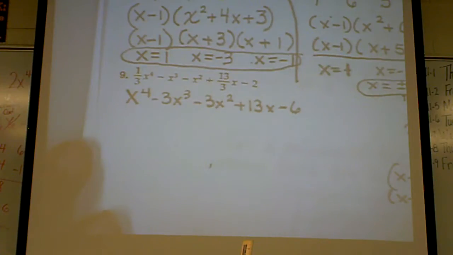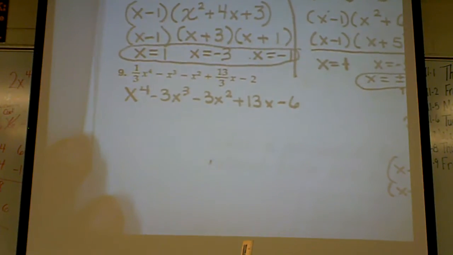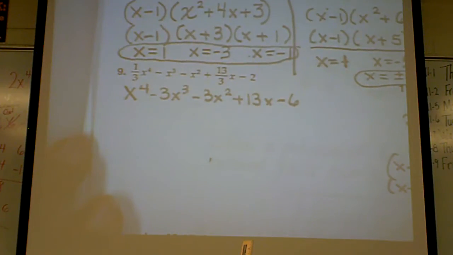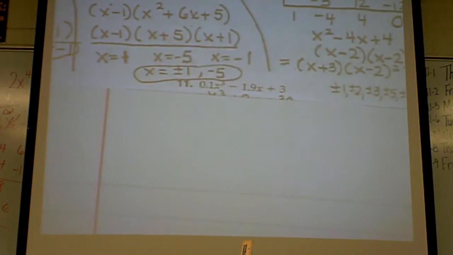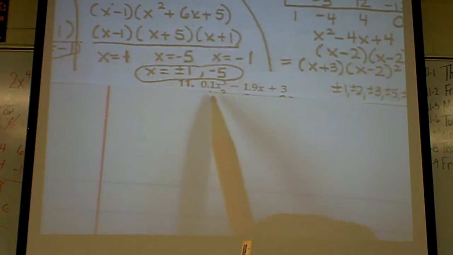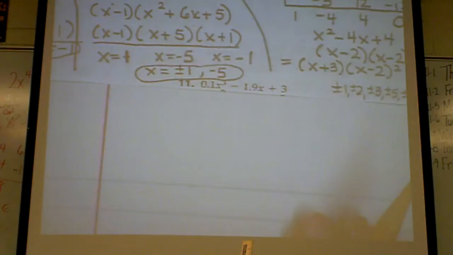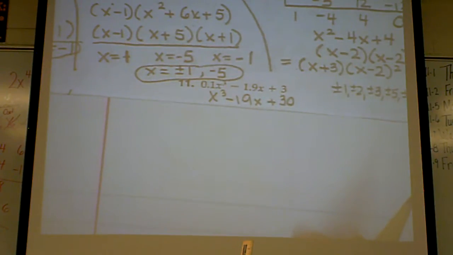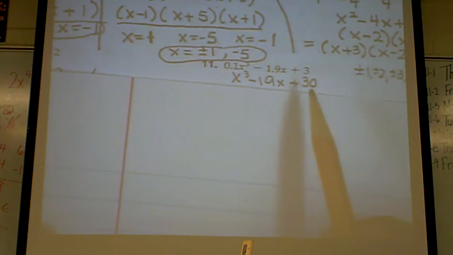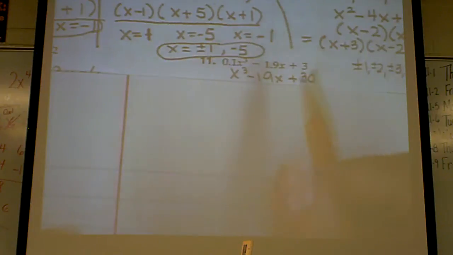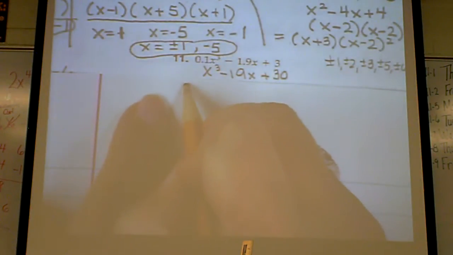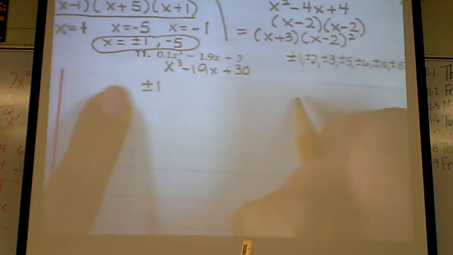Okay, how about number 11? I thought we set this one up yesterday. You're gonna multiply everything by 10. What's your new equation gonna be? X to the 3rd minus 19x plus 30. Good job. So now, what is your constant? 30. What are your possible zeros? Plus or minus 1, plus or minus 2, plus or minus 5.